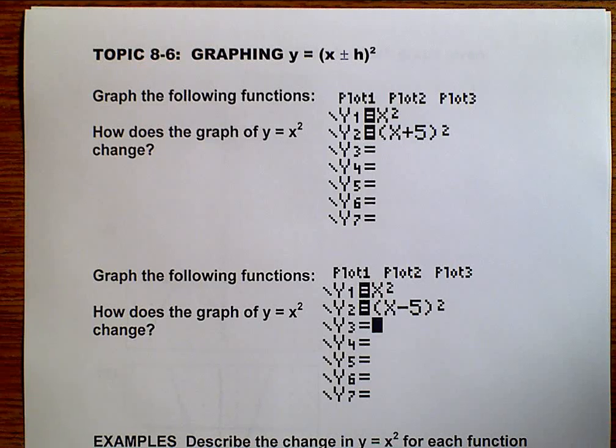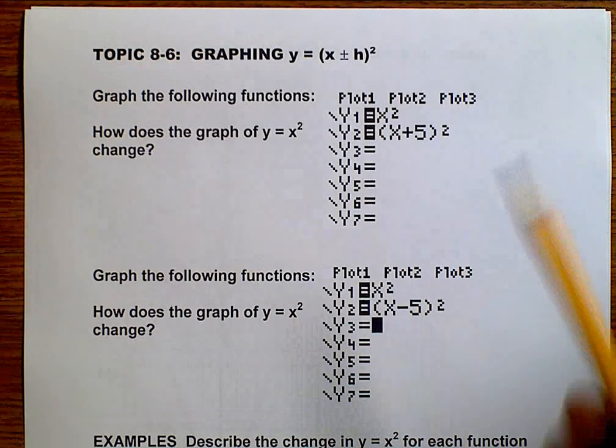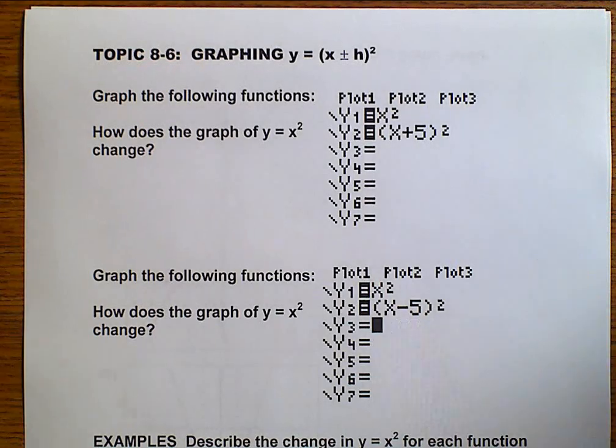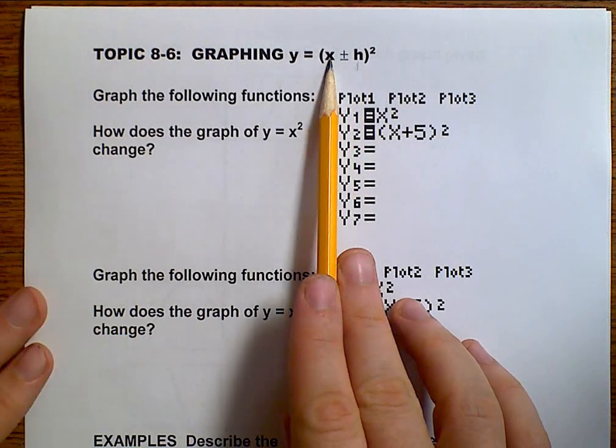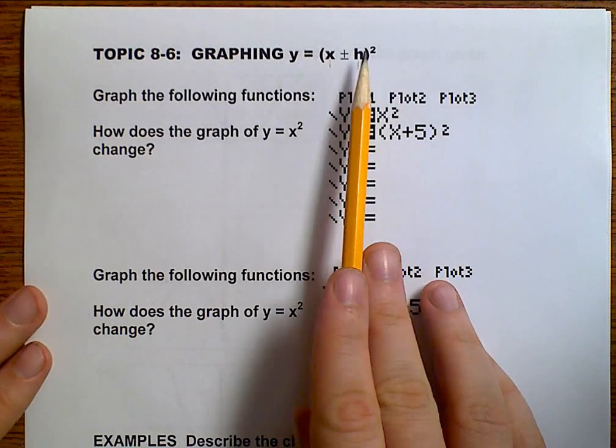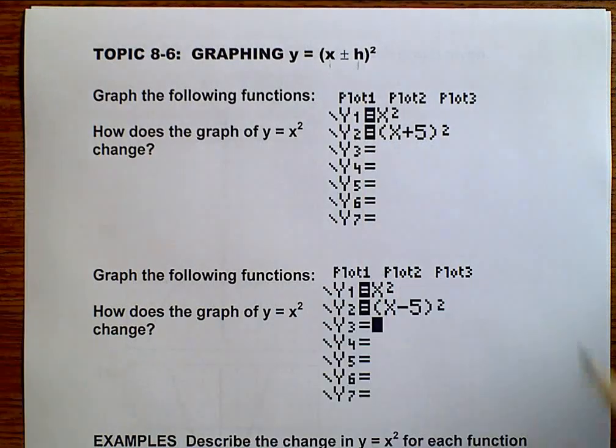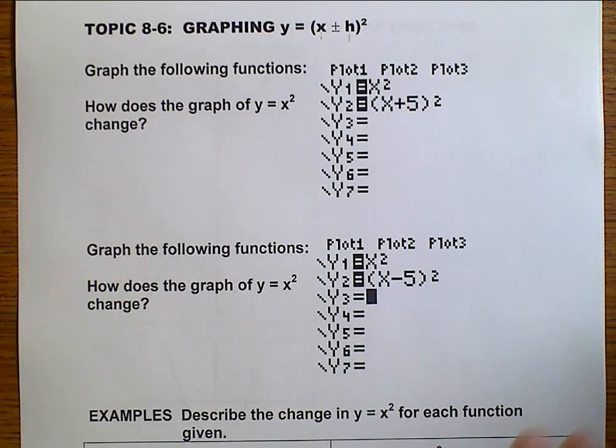Hello, this is Algebra 1, topic 8-6 on graphing. We're going to be talking about quadratic functions. We're going to be putting in this term inside of parentheses with the x, and then squaring on the outside. We're going to either add or subtract, and we're going to see how this affects our graph. So first, let's go ahead and put this into our calculator.